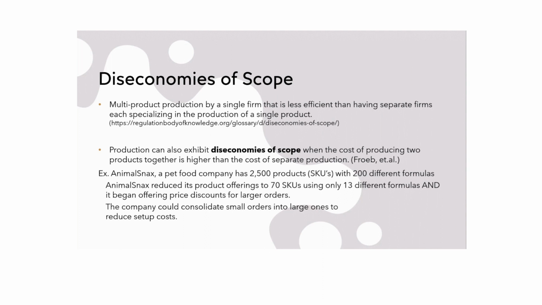Animal snacks. Okay, this is lifted from our ebook. Animal snacks. A pet food company has 2,500 product SKUs, stock keeping units, this is SKU, with 200 different formulas. So it made some changes, reducing its offerings from 2,500 to 70 SKUs, using only 13 different formulas, and it began offering price discounts for larger orders. The company could consolidate small orders into large ones to reduce setup costs.